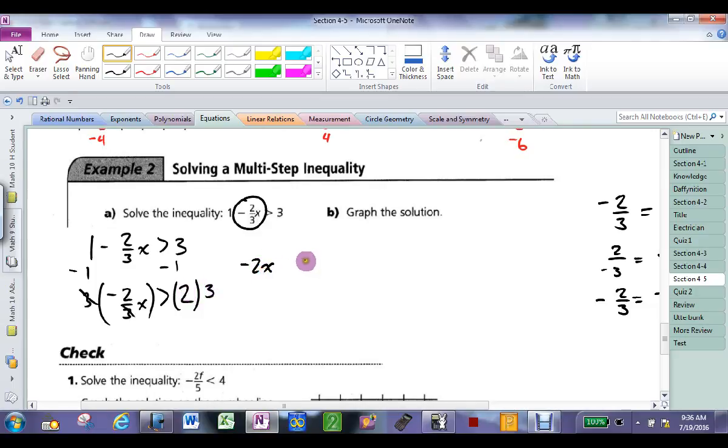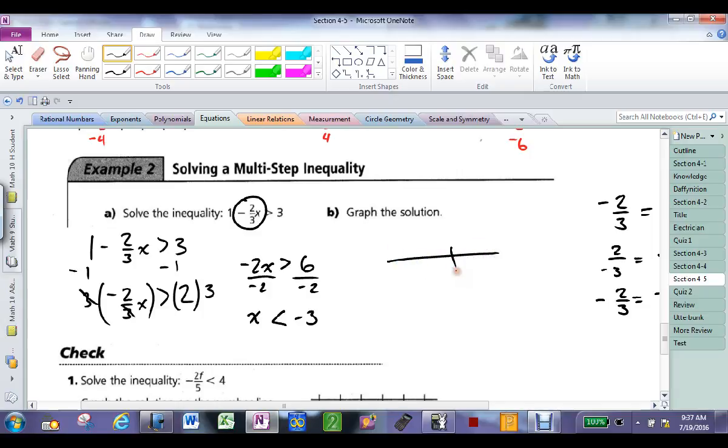3 times 2 is 6. Does the sign change yet? No. Why? We haven't done anything, because I haven't done anything with a negative. I've multiplied by a positive, so the sign stays. Now what? Divide by negative 2, because that's what I want to get rid of. Now what happens to the sign? Now it flips. Okay? Perfect.